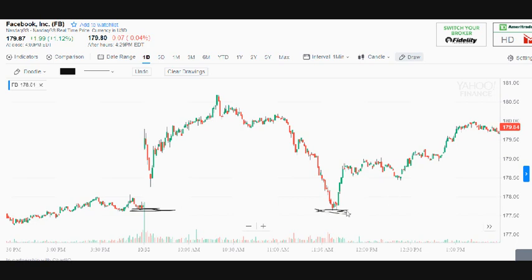So that's what you want to look for. These little clues help you decide what the stock might do next. And in this case, that's exactly what it did. It bounced off previous support. Let's look at another example.